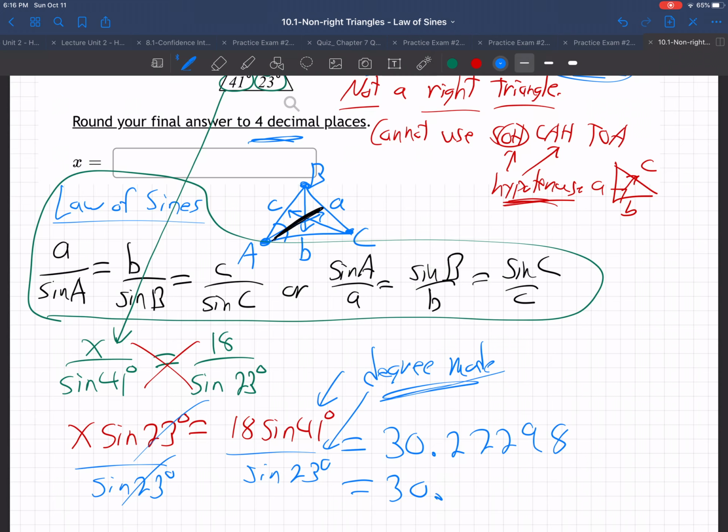So it'd be 30.2229. Here's the fourth place right here, right? So that's going to round up, right? You put the stop after the fourth place. There's the fourth decimal place. Fourth place past the decimal. 29 is going to round up to 30, isn't it? 30.2230. There we go.